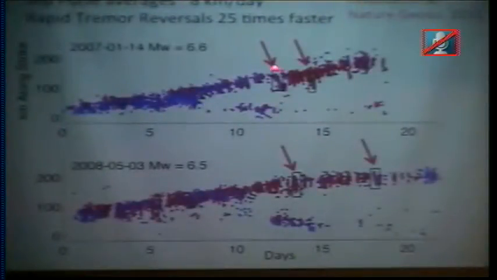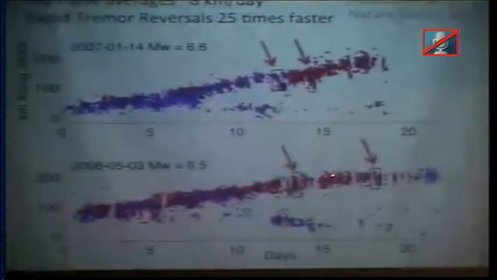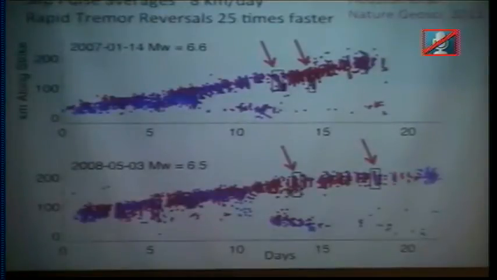And one of the most interesting ones were rapid tremor reversals, which are little episodes where tremor travels back the opposite direction from the main slip pulse traveling along.